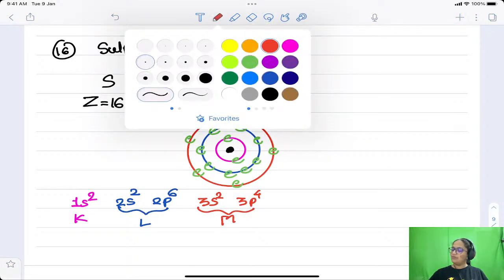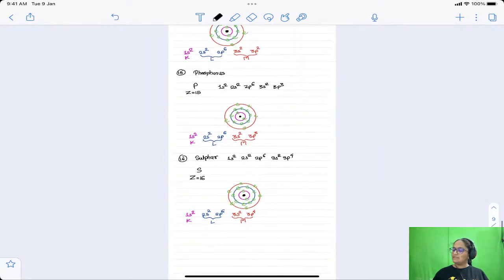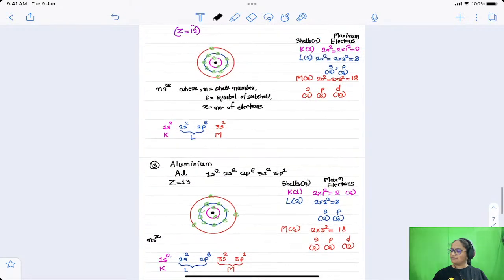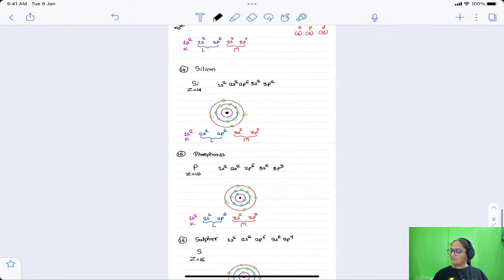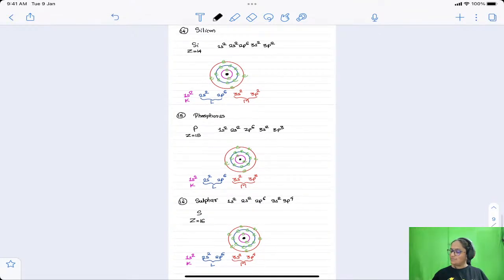Therefore what will be the electron configuration? It will be 1s2, 2s2, 2p6, 3s2 and 3p4. Okay. Yes, now just take a screenshot of these configurations also. Yes, silicon, phosphorus and sulfur.